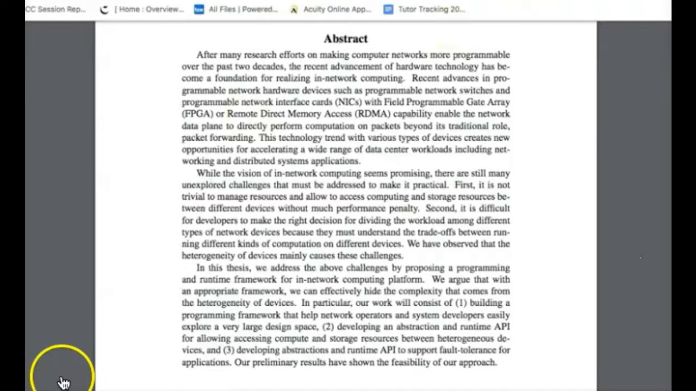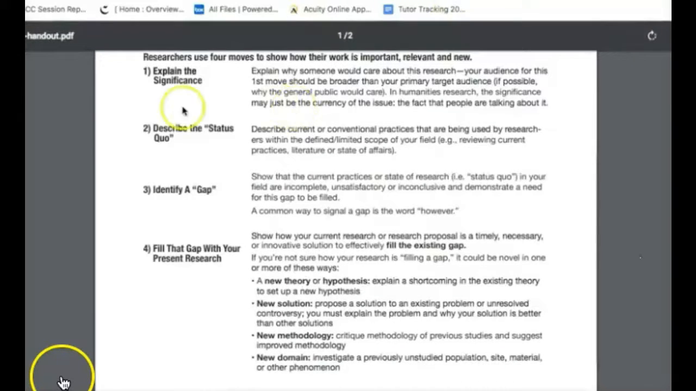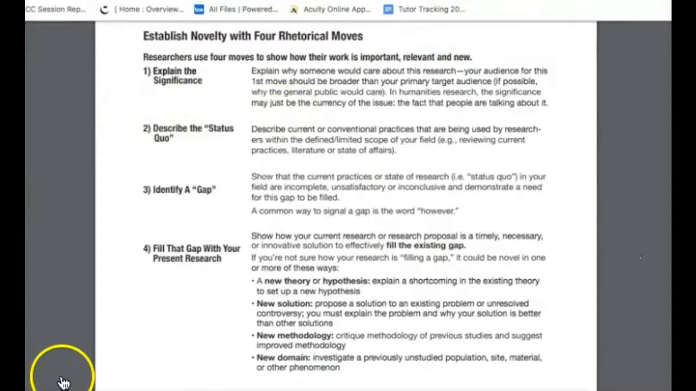So the novelty policy moves are basically, there are four of them, and they work to position your research and put your research in conversation with the research in your field and show how it's important and relevant and new.